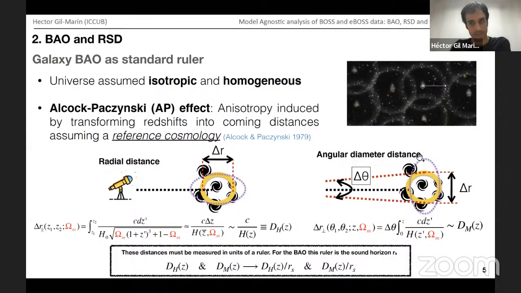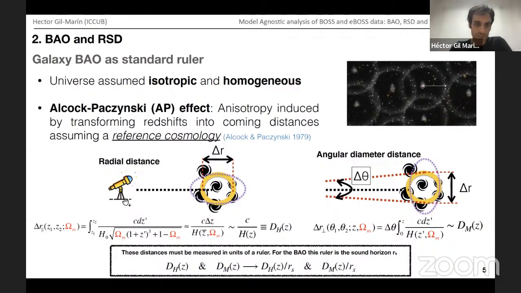This elongation is slightly different along and across, because if you do the math, you see that there are two different dependencies on the cosmology you have chosen. By tuning this cosmology and seeing how far away we are from being isotropic, we can say how far our reference cosmology is from the true cosmology, and therefore we can say something about the information content of the universe.